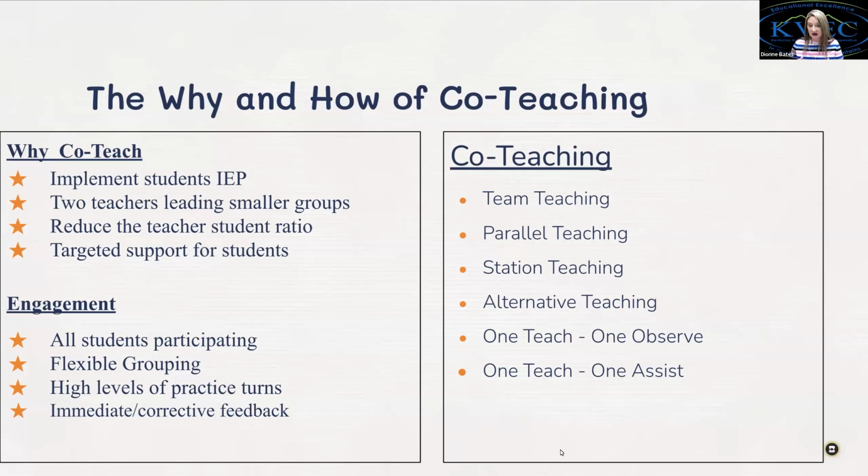So we're only going to talk about parallel teaching, station teaching, and alternative teaching for the rest of today, because we know the others have little to no impact on our instruction and are only appropriate a very small percentage of the time that we teach. So rather than focusing on the ones that are not effective, let's spend our time thinking about the ones that we know are most effective.